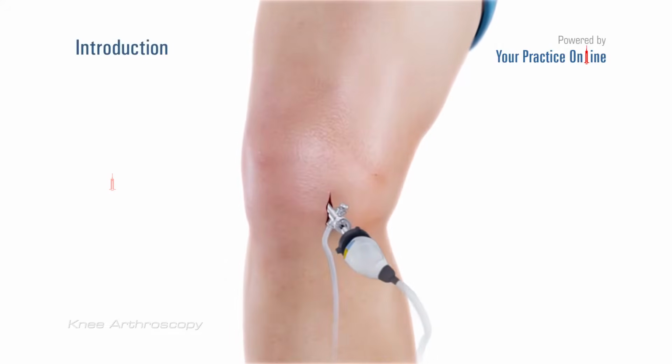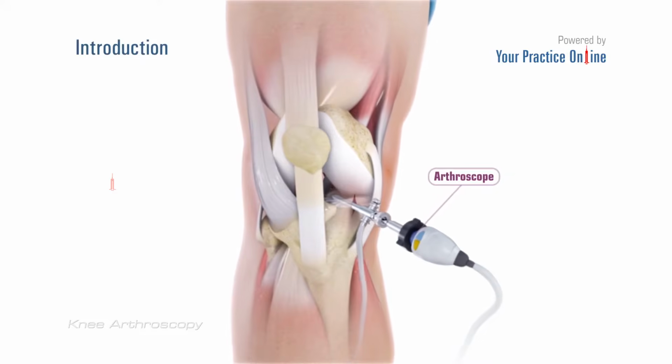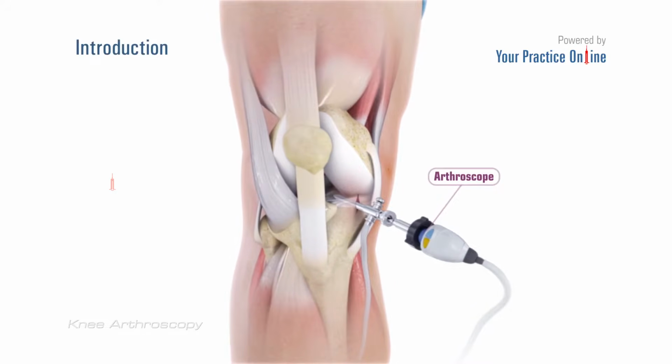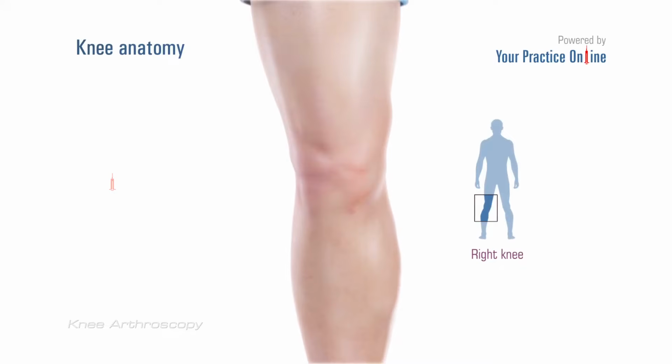Knee arthroscopy is a common surgical procedure performed using an arthroscope, a viewing instrument, to look into the knee joint to diagnose or treat a knee problem. It is a relatively safe procedure, and a majority of the patients are discharged from the hospital on the same day of the surgery.